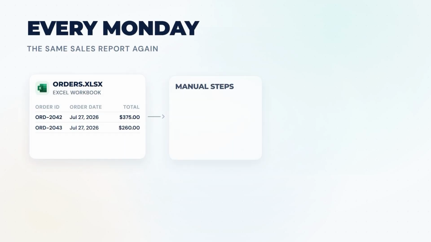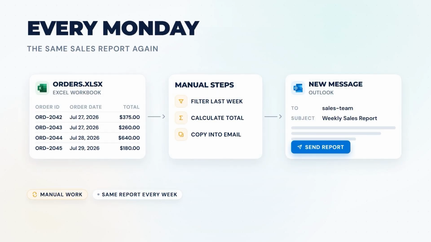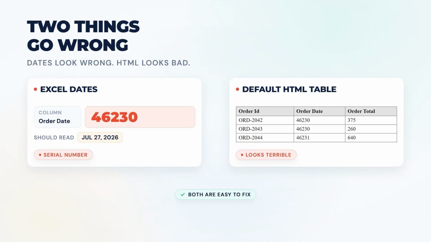Every Monday, someone opens an Excel file, filters last week's orders, calculates the total, copies everything into Outlook and sends the same report again. Power Automate can handle all of this, but two things often go wrong. Excel dates appear as serial numbers and the default HTML table looks terrible.